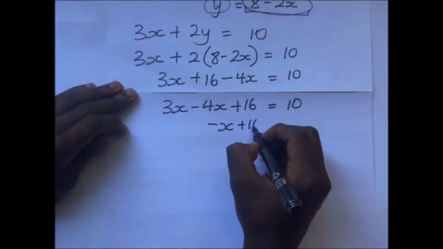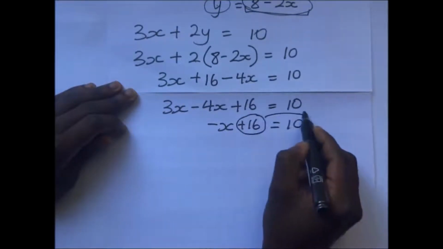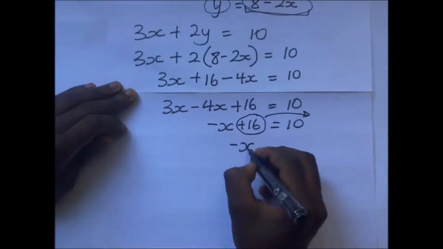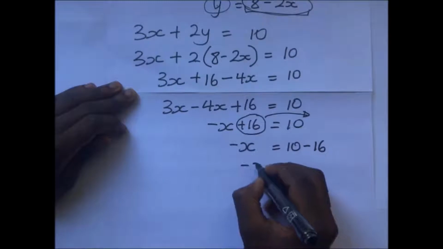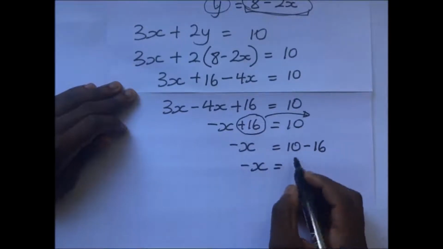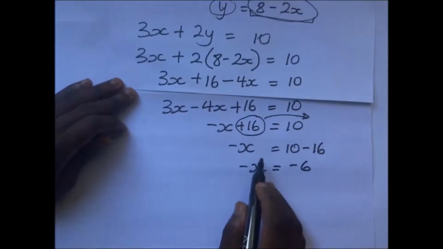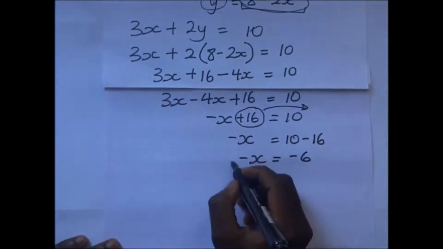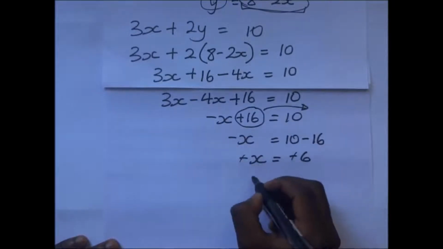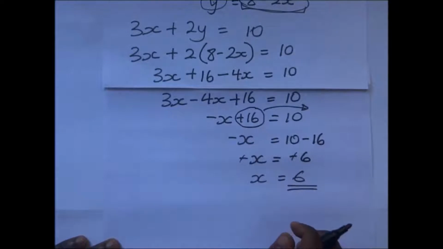This plus 16 is equal to 10. When we transfer this 16 to the other side, it becomes negative x is equal to 10 minus 16. Negative x therefore becomes 10 minus 16, which is negative 6. And of course, when we multiply both sides by negative 1 to eliminate this negative, we get our value of x as 6. That will be the value of x.